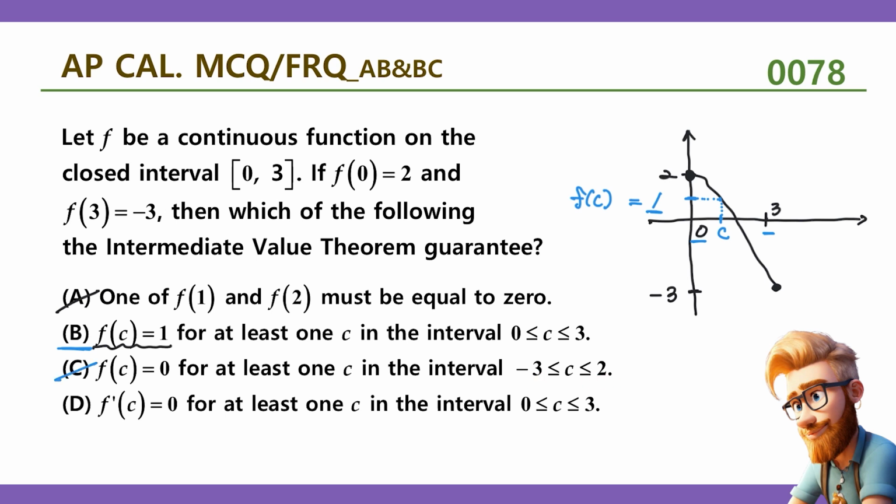Okay? D, f prime is equal to 0. That's the slope of the tangent line, right? The slope of the tangent line has nothing to do with the intermediate value theorem. So D is not true.